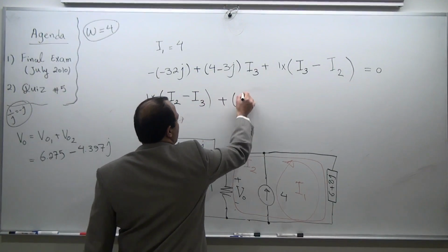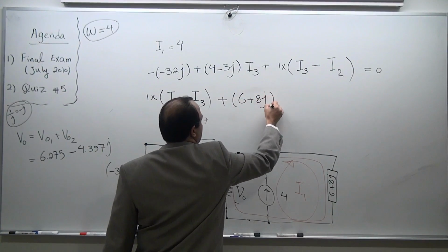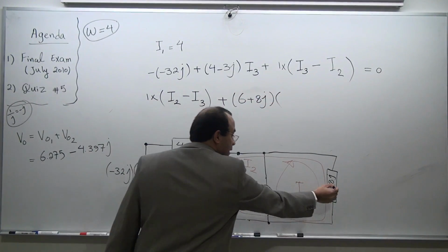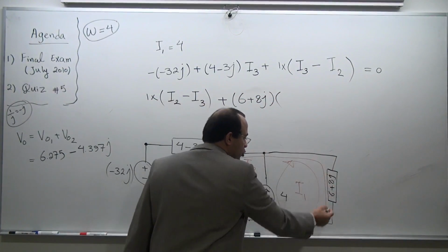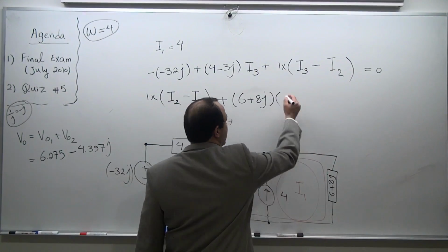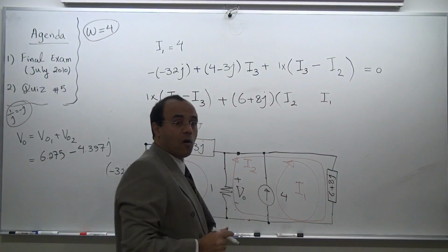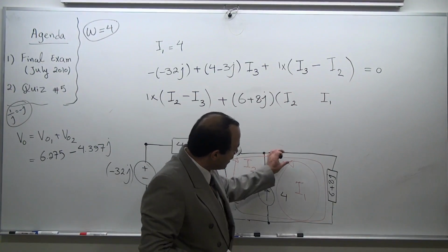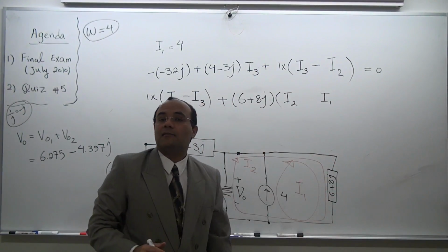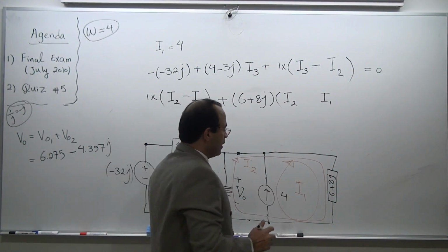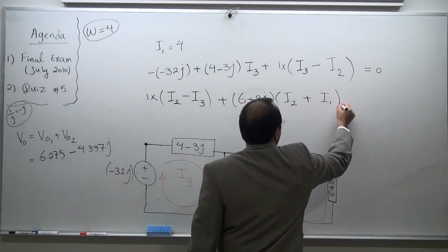Then I'm going to have 6 plus 8j times. Now I need to be careful on this, because not only I2 goes in, I1 is also going in. I2 takes the lead. I1 is the slave. But I also note that these two currents are going in the same way, from top to the bottom, through the component. That's why I'm going to have plus.